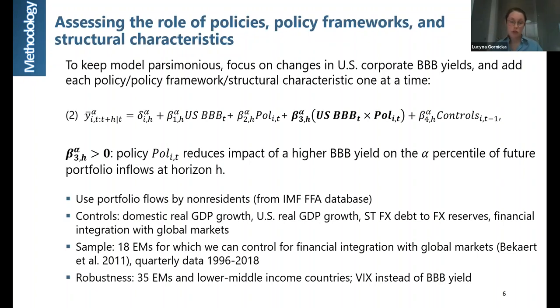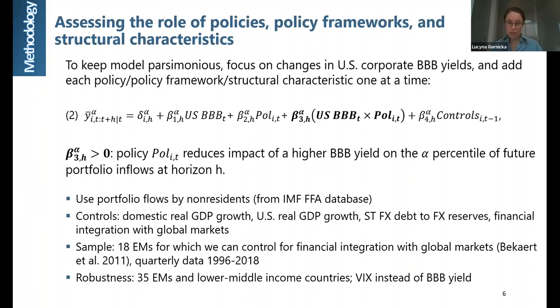In terms of controls, we will always include domestic real GDP growth, lagged. To control for the global economic cycle, we will also control for the US real GDP growth. We will include a measure of domestic financial vulnerabilities as captured by the short-term foreign debt to FX reserves. And we'll control for financial integration of a given economy with global markets.